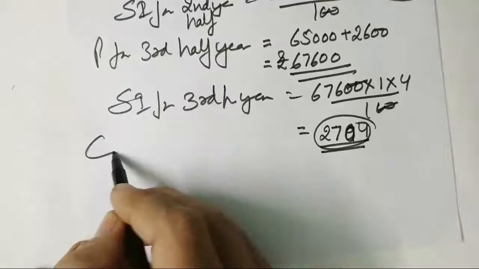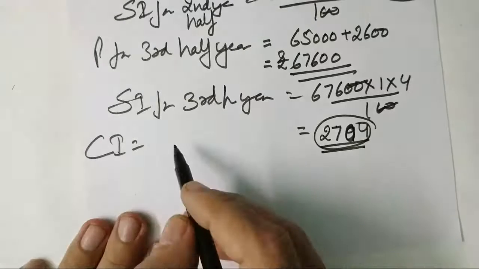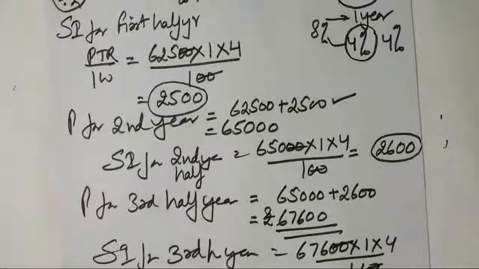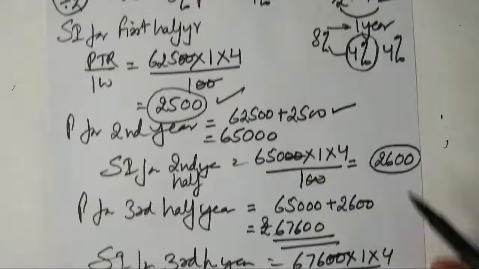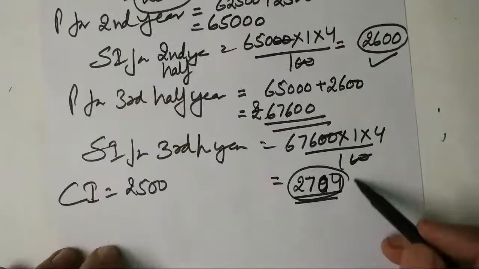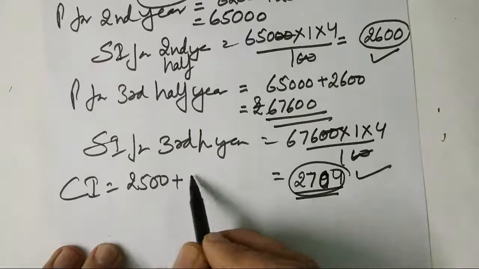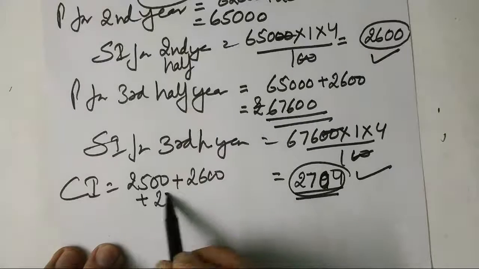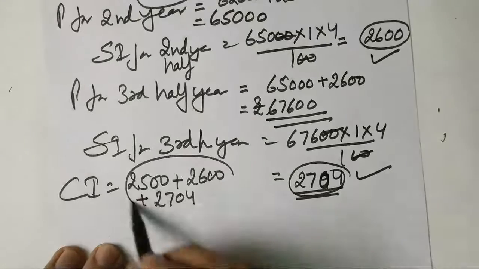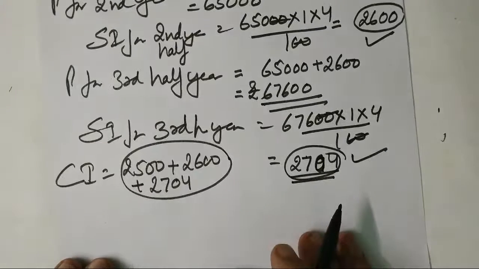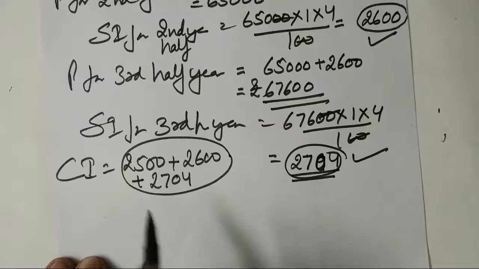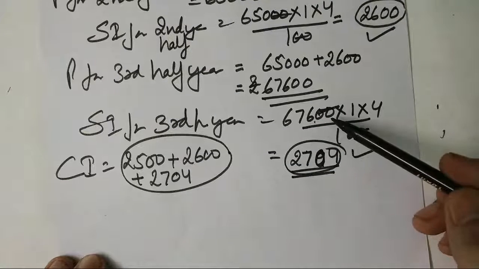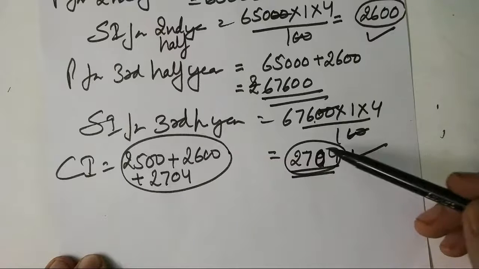So what is your compound interest? It comes 2500, which was the first. Then you get 2600 and then you get 2704. So we will just add this 2500, 2600 and then plus 2704. This will give you the compound interest. And then you can find amount also by adding this to the principal. Finally, if you will add this 67600 plus 2704, we will get the total amount.